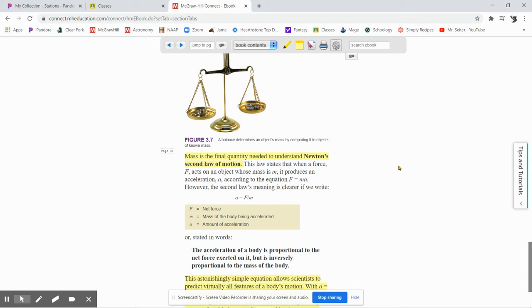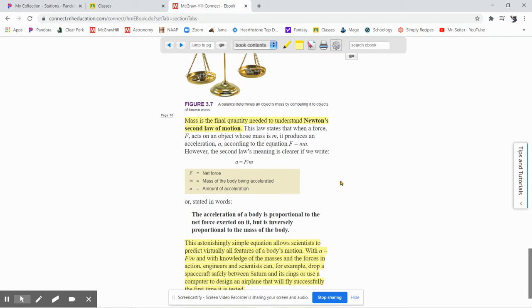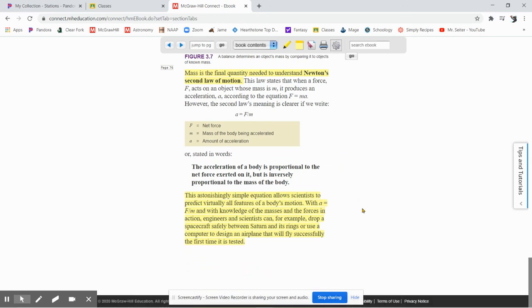All right, and they write it a little bit differently, according to the equation F equals ma. That's the way I write it, but you could write it this way: acceleration equals the force divided by the mass. Doesn't matter. This law states that when a force F acts on an object whose mass is m, it produces an acceleration a, according to the equation F equals ma. However, the second law's meaning is clearer if we write it a equals F over m. Or stated in words, the acceleration of a body is proportional to the net force exerted on it, but is inversely proportional to the mass of the body.